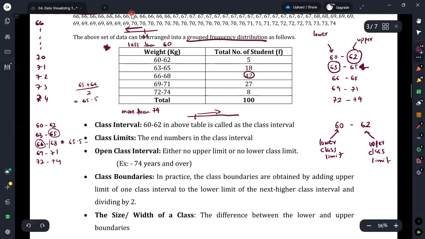And to calculate the upper boundary, what we can do is consider the upper limit of the current class with the lower limit of the next higher class.